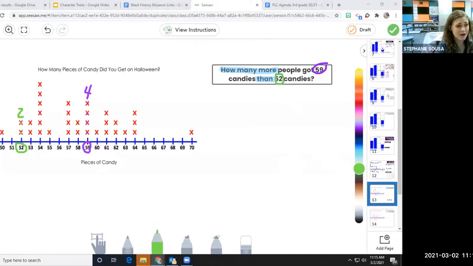Miss Sousa, 4 minus 2, that's so easy. You're right, but we're not focusing on your skills for addition and subtraction.